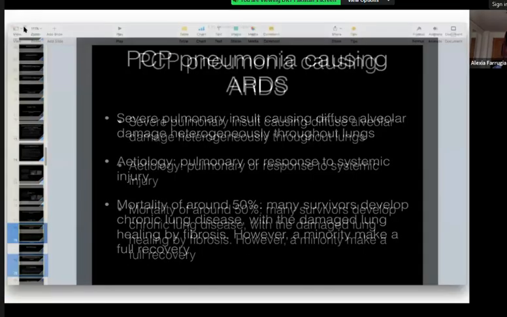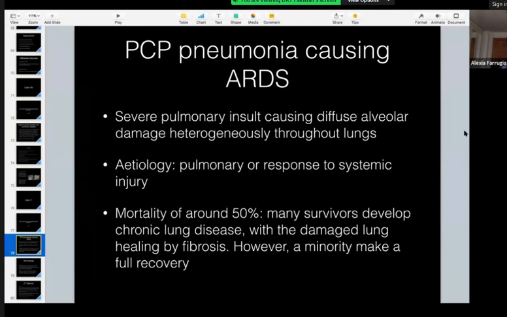So this was PCP pneumonia causing ARDS. In these patients, there's a severe pulmonary insult, in this case a viral infection in an immunosuppressed lady, causing diffuse alveolar damage heterogeneously throughout the lungs. The etiology can be pulmonary, or it can be a response to a systemic injury. In this case, it's a response to an infection. Mortality is very, very high, around 50%. Many of the survivors develop chronic lung disease, because the way damaged lung heals is by fibrosis. A minority make a full recovery.